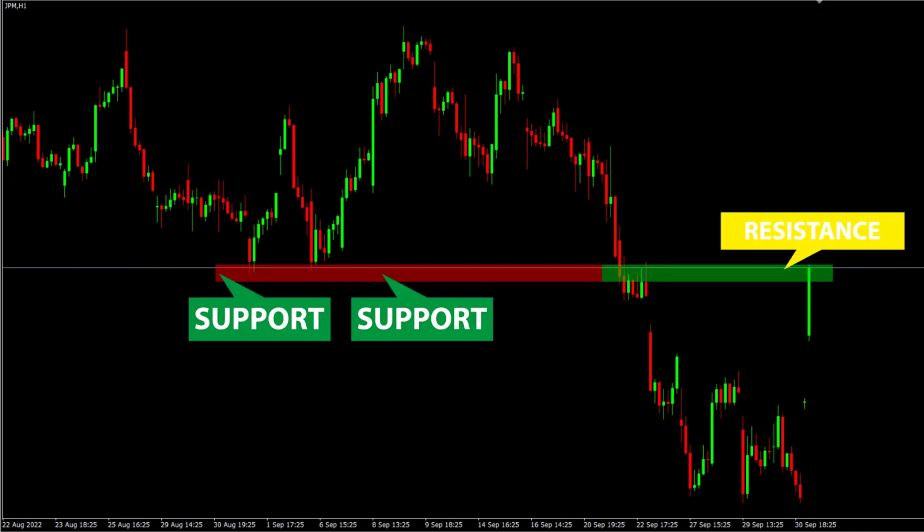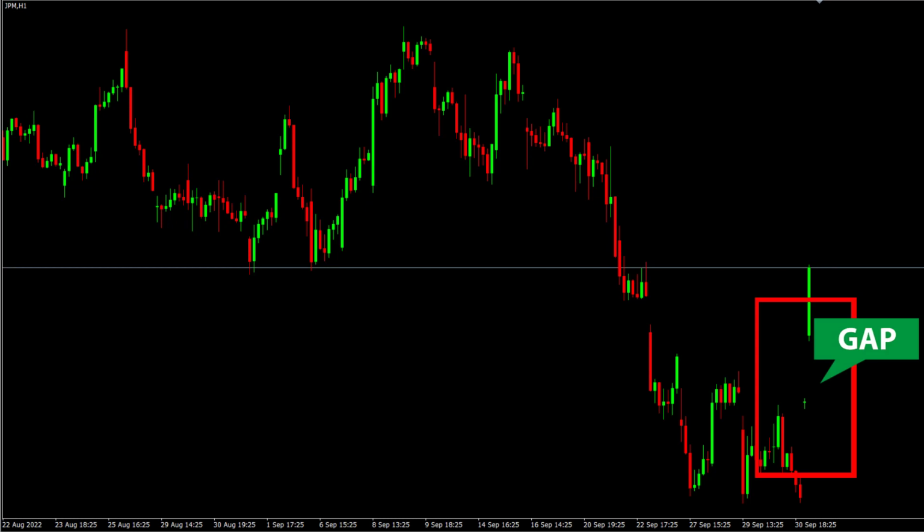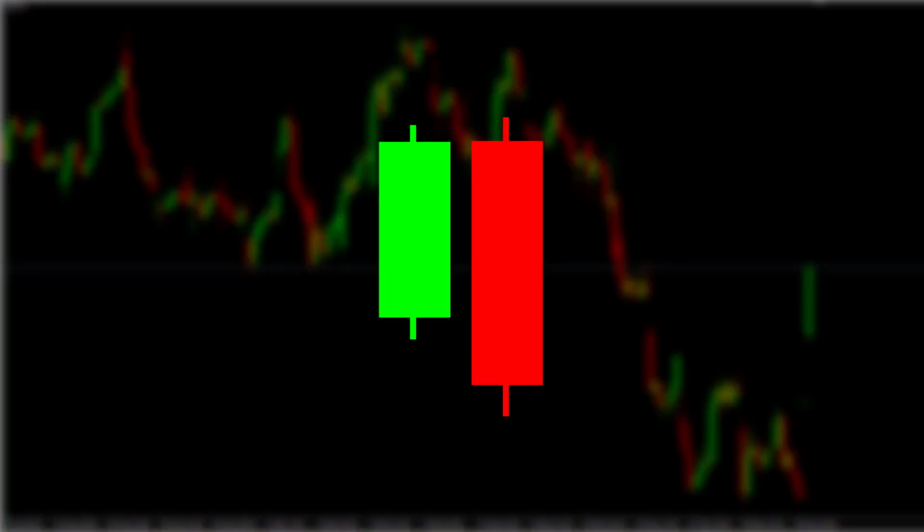How can we use resistance and support? How do we trade zone breakouts? We will also look at how to trade the gap. And lastly, we will also see the formation of the engulfing candle from the Japanese candles.